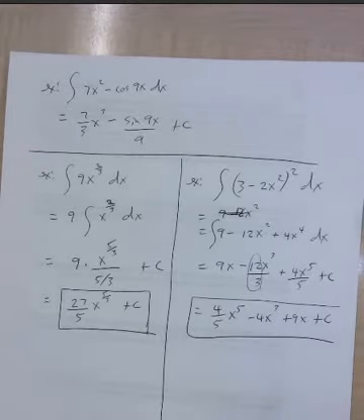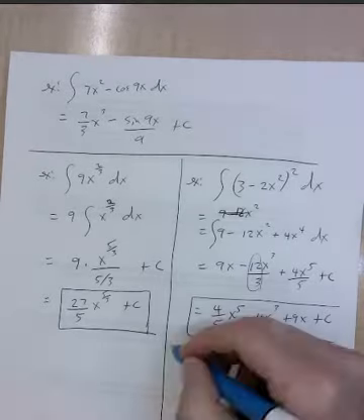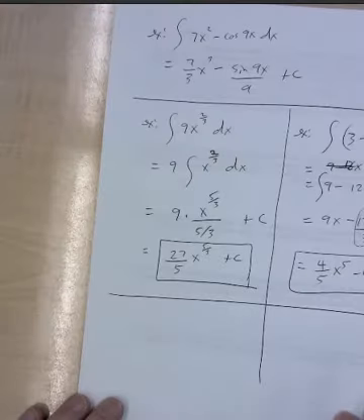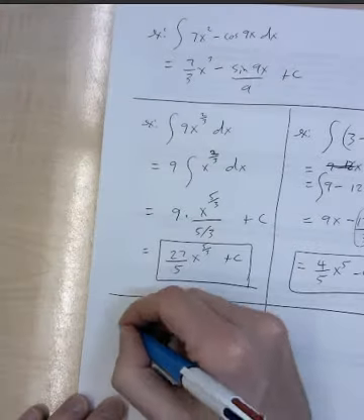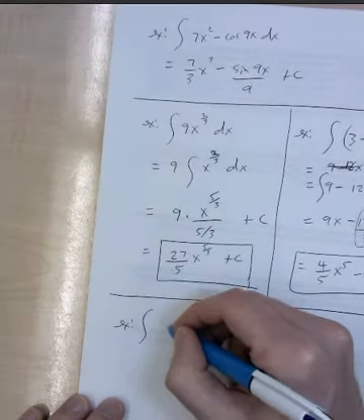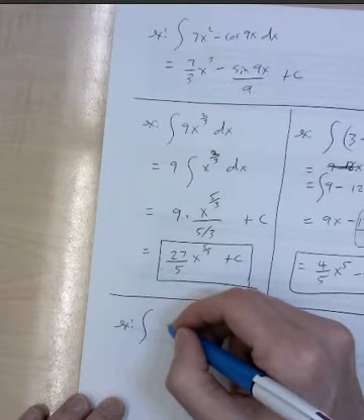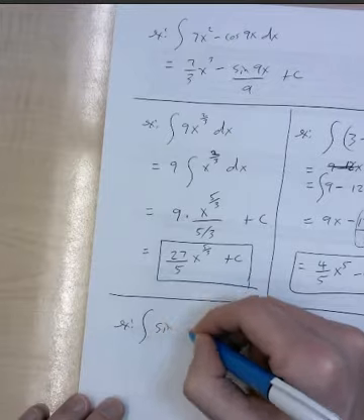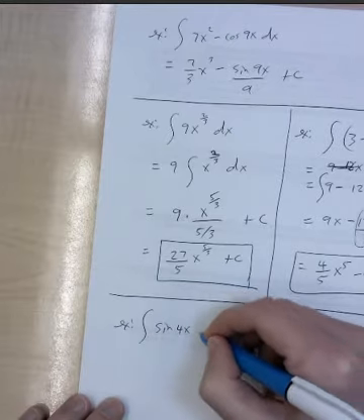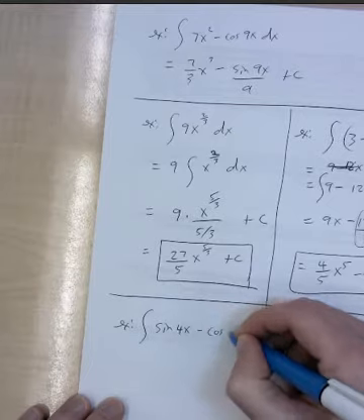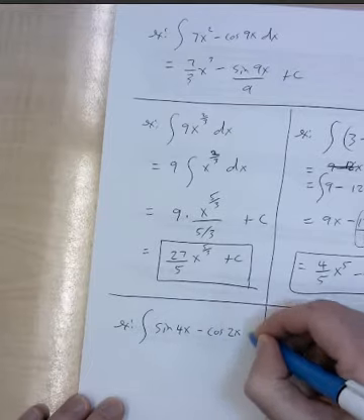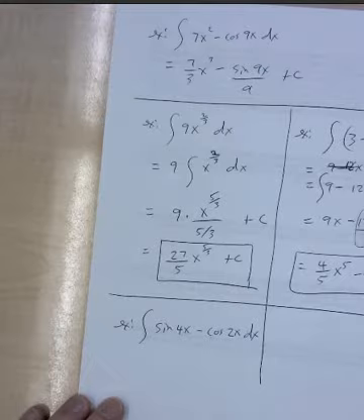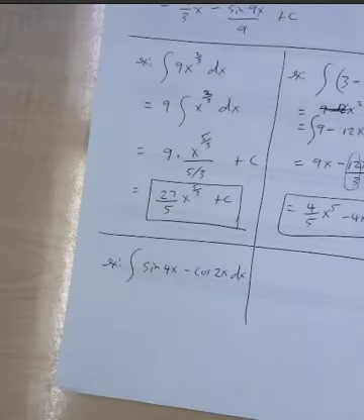Actually, let's do one more that involves trig, and then we'll call it a day on that. Okay, so let's do one more, and let's integrate sine of 4x minus cosine of 2x dx. Please take un momento, por favor. Sine of 4x minus cosine of 2x dx.